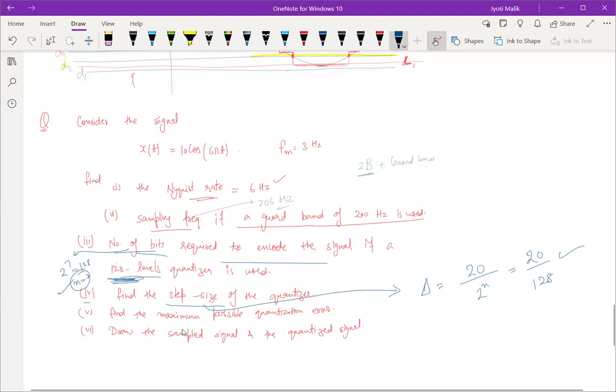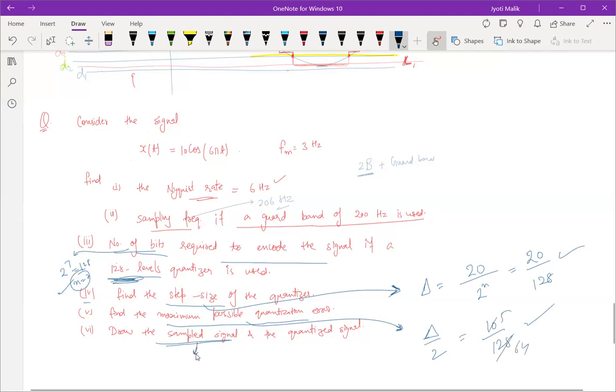Then the maximum possible quantization error. So that is divided by 2, right? The range is minus and plus, two parts. They are asking for the maximum, so the maximum is delta by 2. So it will be 10 by 128, and whatever the value is, you can calculate. 5 over 64. Yep.